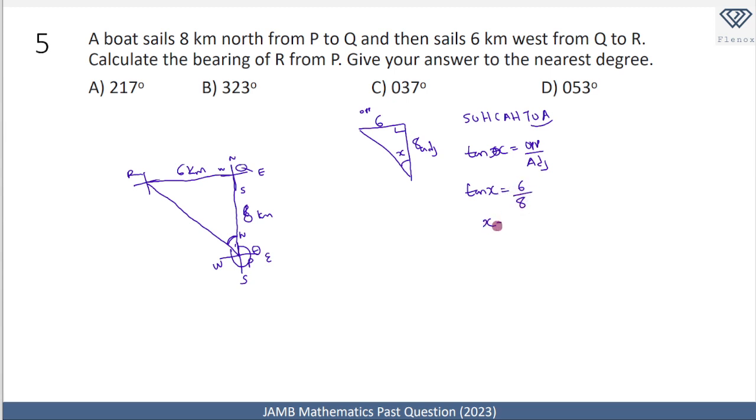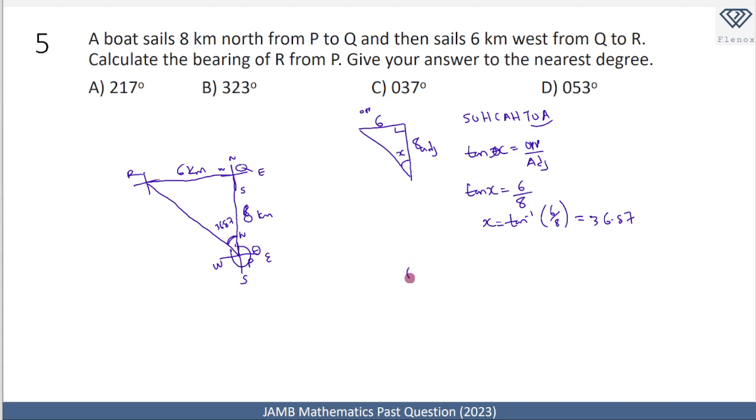So x will be equal to tan inverse of what? 6 over 8. And what is the tan inverse of 6 over 8? That is going to be 36.87. So that means the angle over here, x, is 36.87. But we're not told to find this angle. We're told to find the bearing of R from P. So we're told to find this other angle.